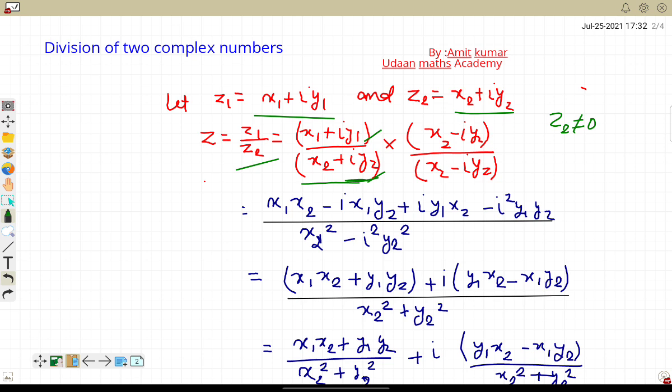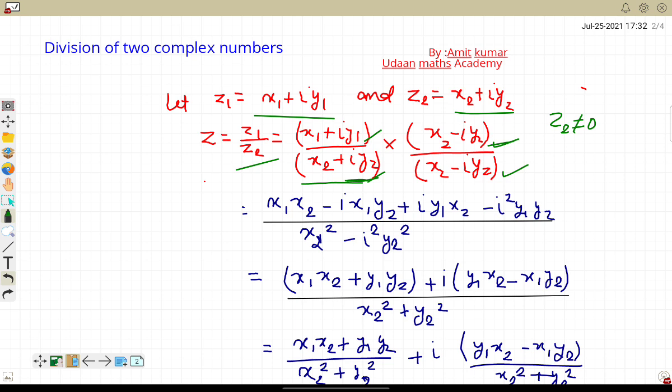For this we can rationalize, and how can we rationalize? By the value x2 minus iota y2. Rationalize the denominator. If we multiply x2 minus iota y2 in the numerator, then we need to multiply it again in the denominator. You can check our numerator is x1 plus iota y1 and x2 minus iota y2. So we can perform simple multiplication as we have discussed in the last slide.